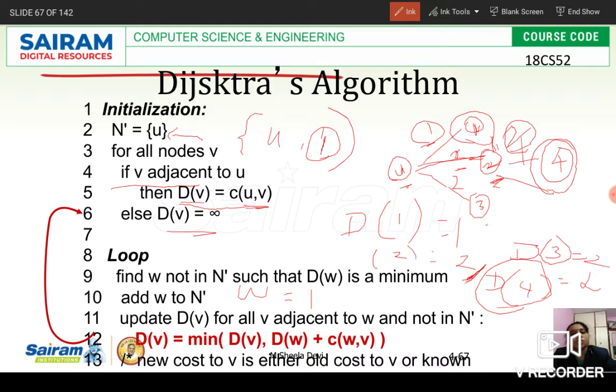Next, what is the next node? It is 3. So from U through intermediate node 1, do we have any path to 3? No. So we have to maintain the same cost, that is d of 3 is equal to 2.